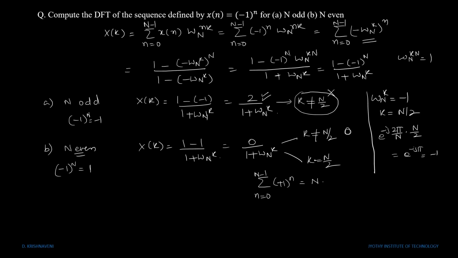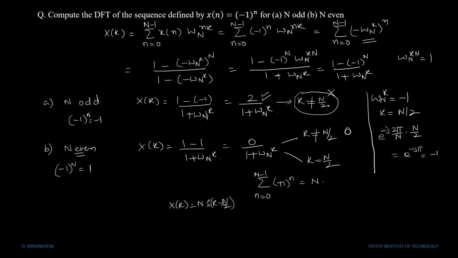The result, when we combine these two, we will get X of k is equal to n times delta of k minus n by 2. That means at k equal to n by 2, you have a sample whose amplitude is n. For all other values of k, X of k is equal to 0.